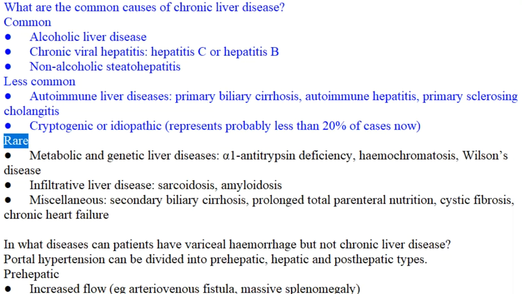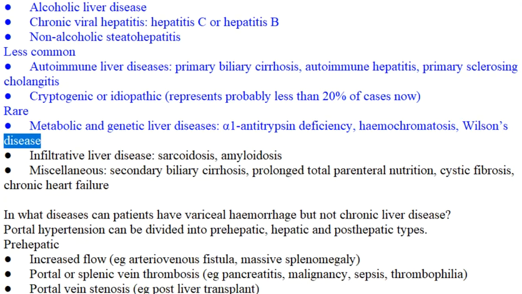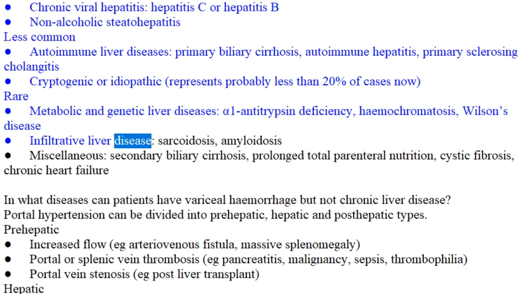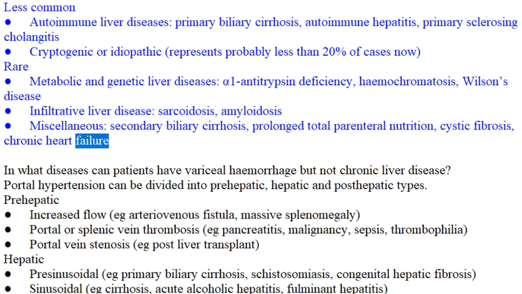Rare: metabolic and genetic liver diseases, alpha-1 antitrypsin deficiency, hemochromatosis, Wilson's disease. Infiltrative liver disease, sarcoidosis, amyloidosis. Miscellaneous: secondary biliary cirrhosis, prolonged total parenteral nutrition, cystic fibrosis, chronic heart failure.